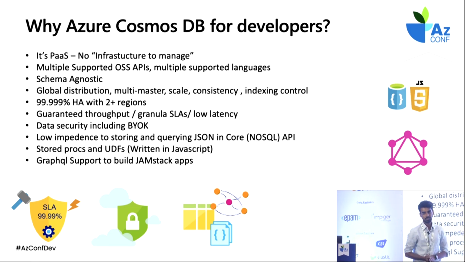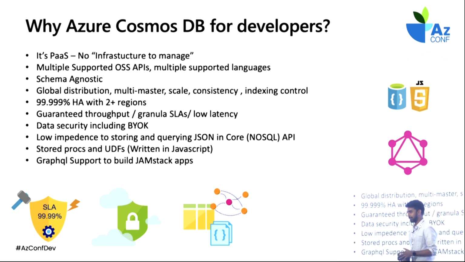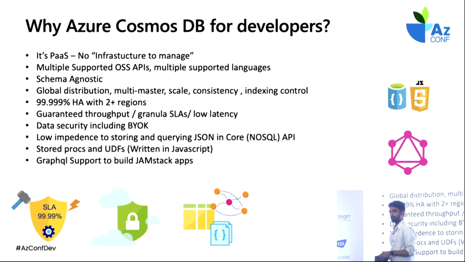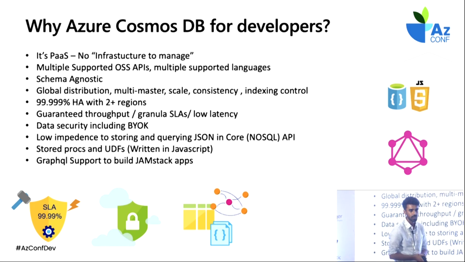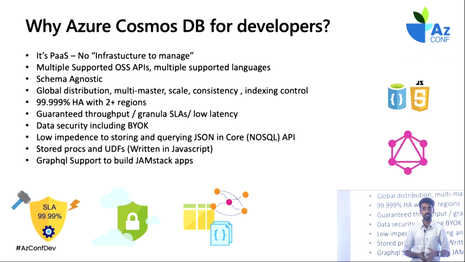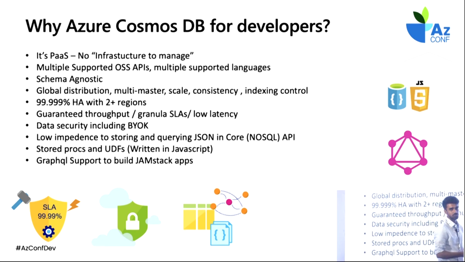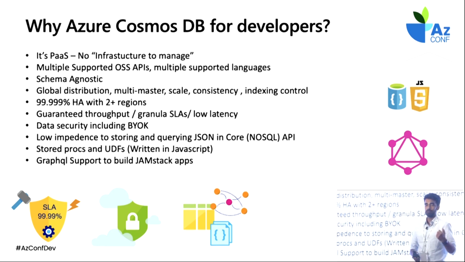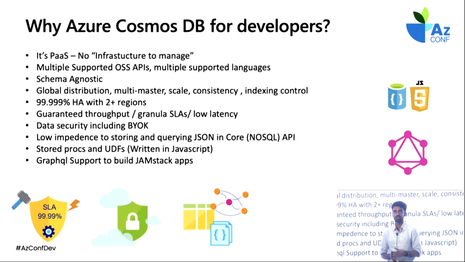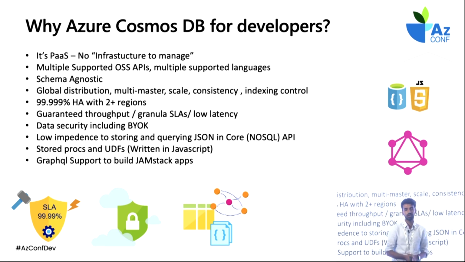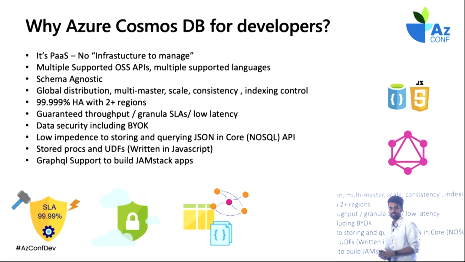Why Azure Cosmos DB for developers? The first one is a no-brainer. It's a completely managed service. So if you're building applications on cloud, you expect the cloud vendor to manage everything for you. And then we support multiple OSS APIs. If you're building applications using DocumentDB, columnar database, key value, or graph, we support all of them.